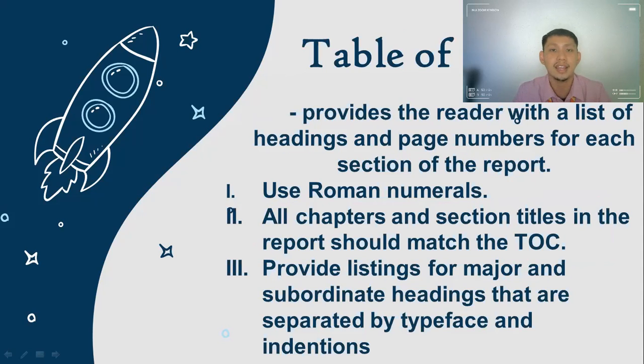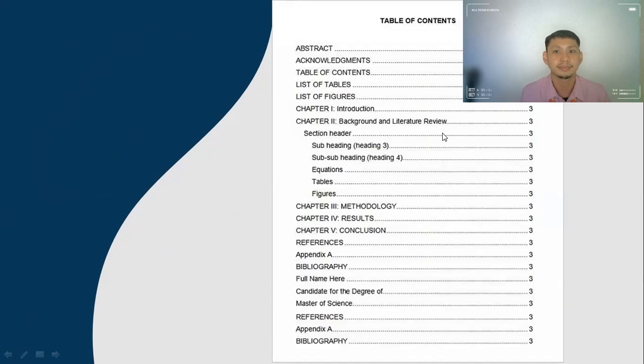Of course, next, table of contents. I'm not going to be very thorough on the table of contents, but you guys know already that a table of contents provides the reader with a list of headings and pages, giving guidance on where they can find a particular section. Take a look at this example.